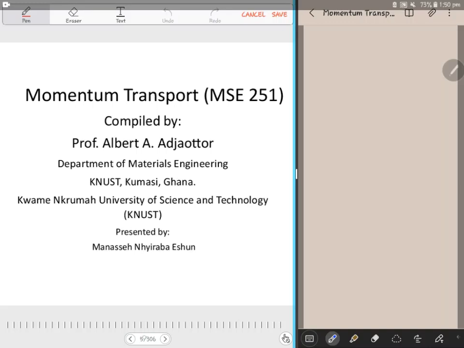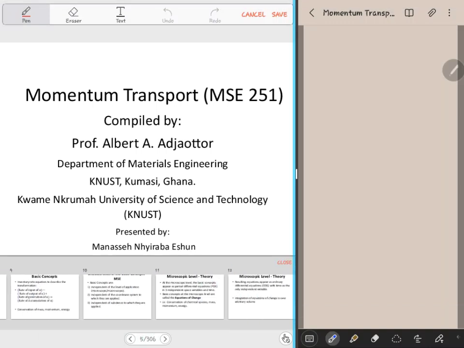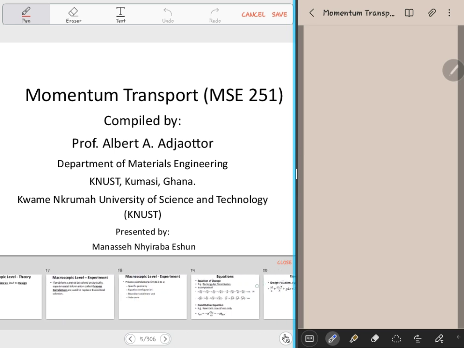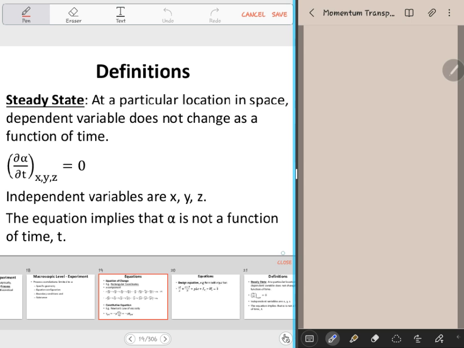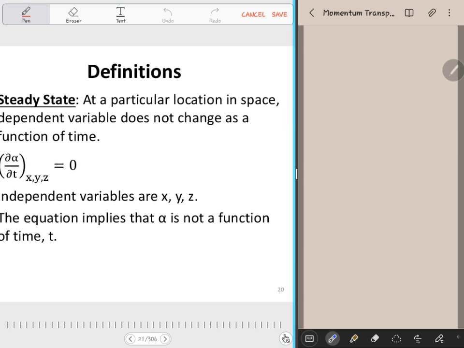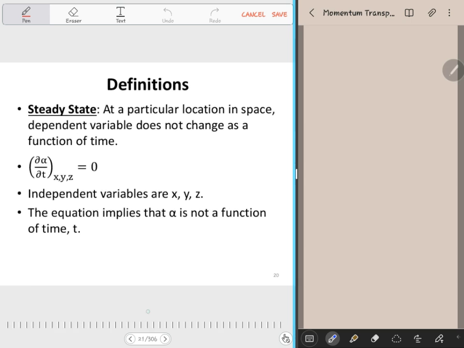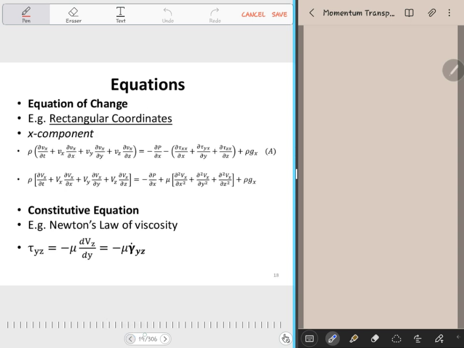Alright, so we continue again. Momentum transport, right? Last time, we are continuing from where we ended, but let's just have some small revision, okay?